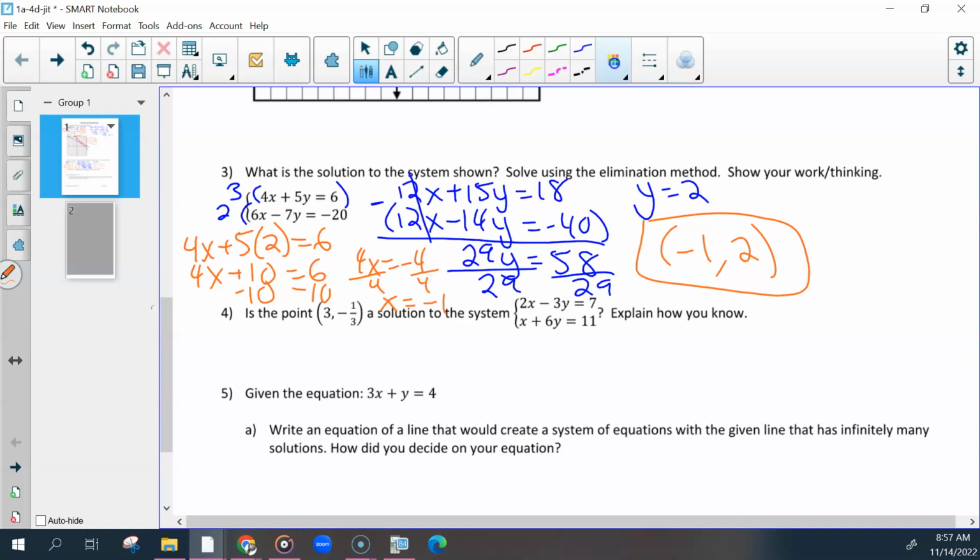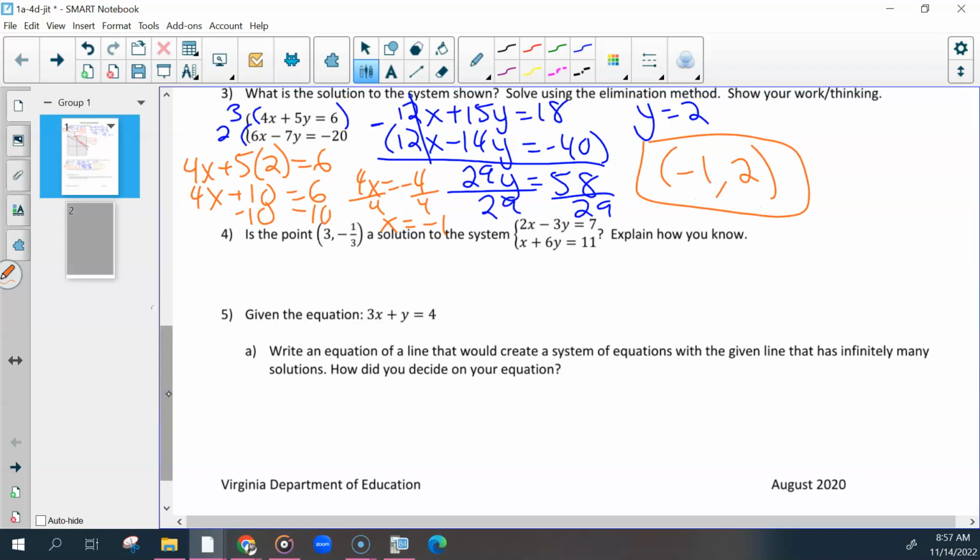4 is a good check yourself. Remember how to check yourself, so if you want to do that later, you're more than welcome to. And then 5 is a good thinking problem. It gives you an equation. It asks you to write an equation that would give you, at the end, a solution that would have infinitely many, so you'd have to know that. So again, you could try that if you so choose.